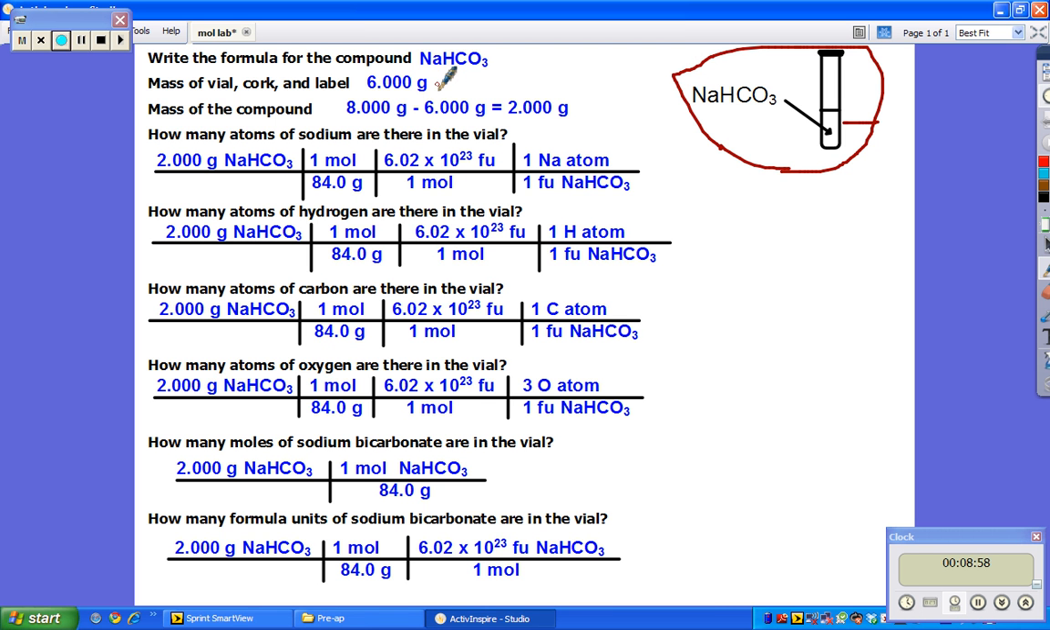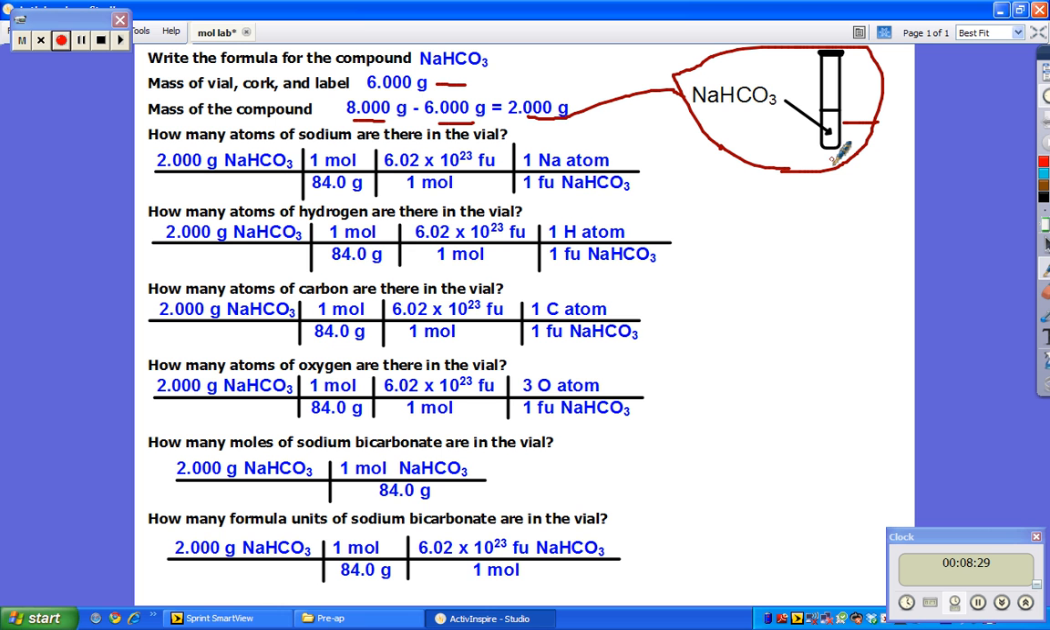So let's pretend that the vial had a label on it that said the test tube, the vial, the cork, and everything was 6 grams. Then we put that on the scale, and we got 8 grams. We subtract out the test tube, the cork, and the label, and we get 2 grams. Now that's 2 grams of sodium bicarbonate. That's how much was in this test tube. Now there's a couple things that I want you to keep in mind.